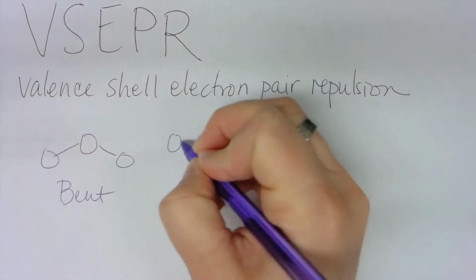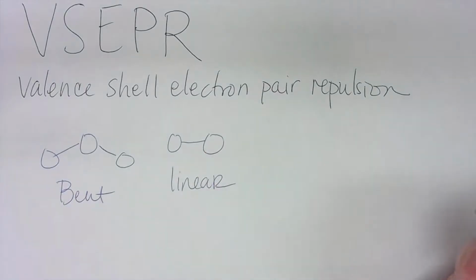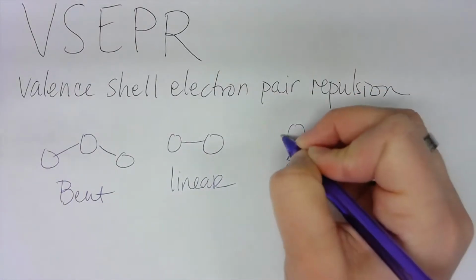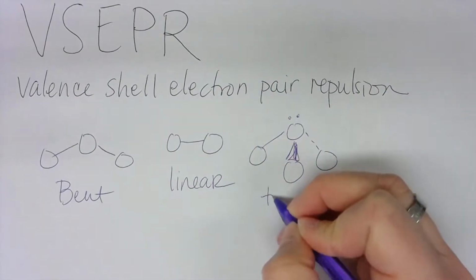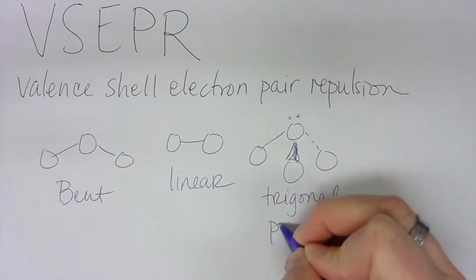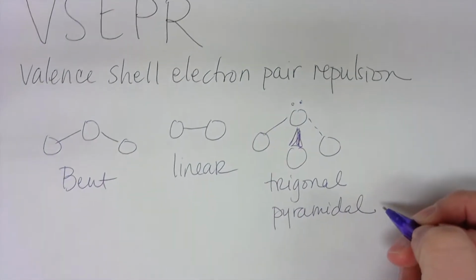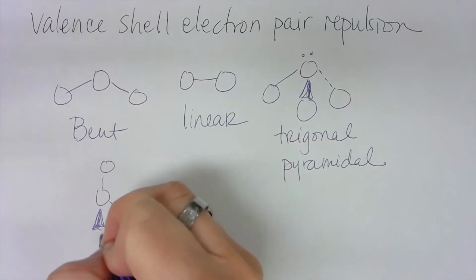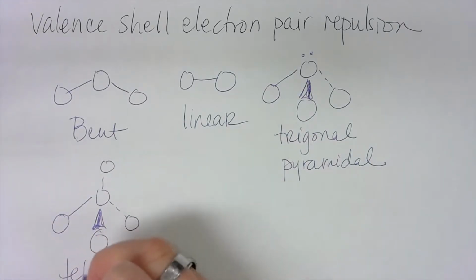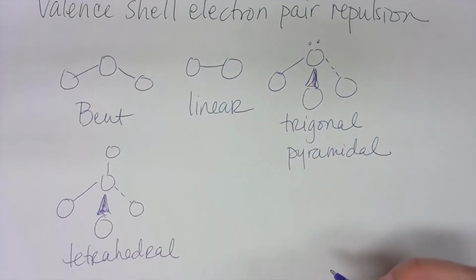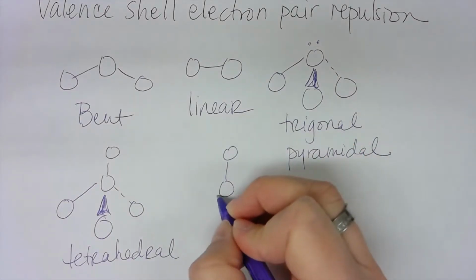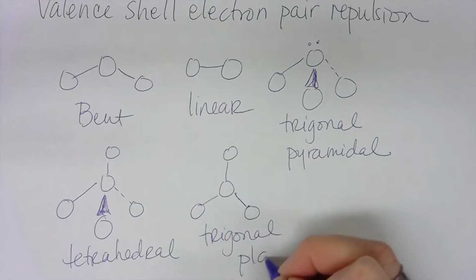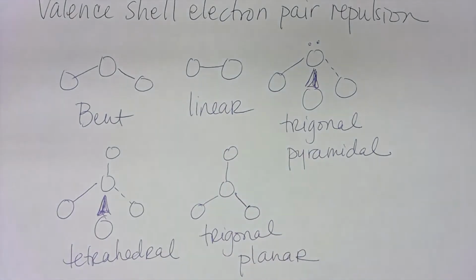To review, a bent shape, lone pair on the central atom will bend it, and then linear, just 2 atoms, and then trigonal pyramidal, 1 lone pair on the central atom, and then four atoms on the central atom, no lone pairs, tetrahedral shape. Then 3 pairs, 3 atoms on the central atom, trigonal planar.